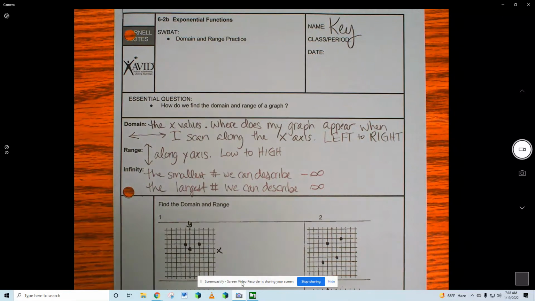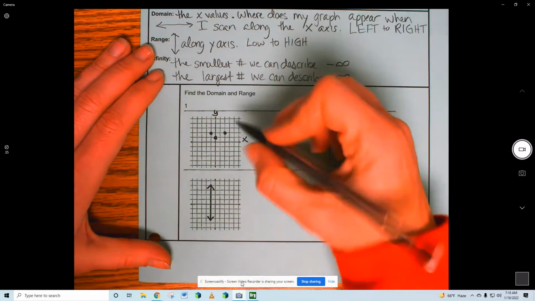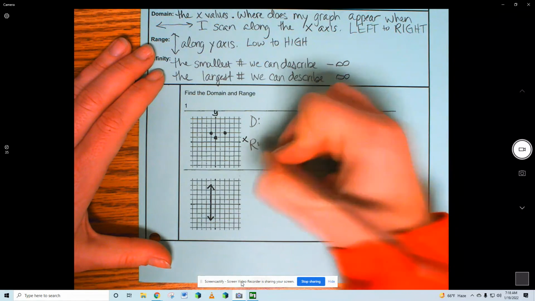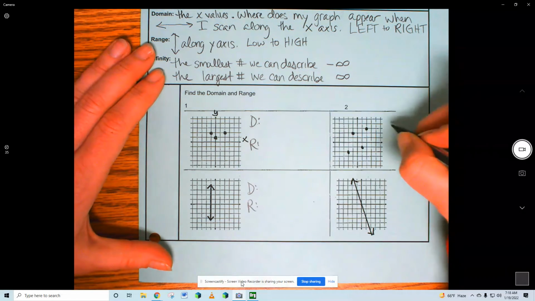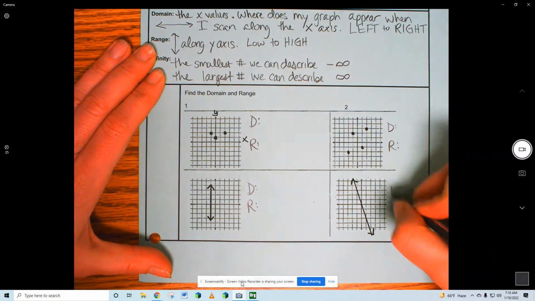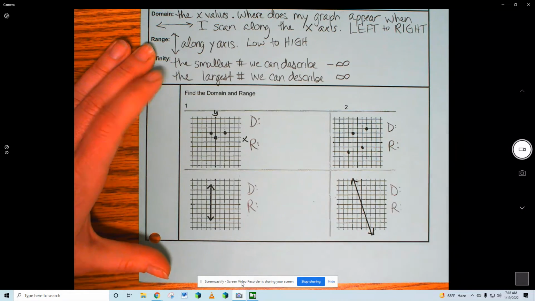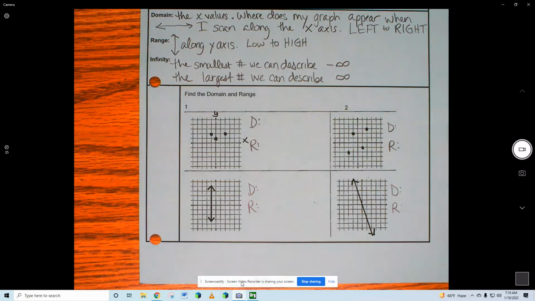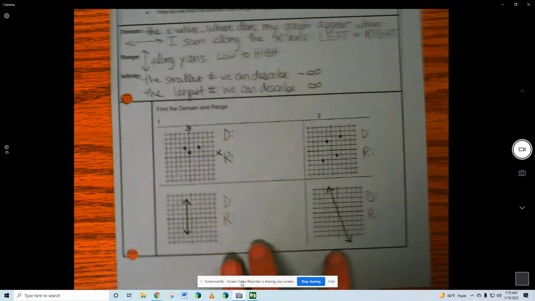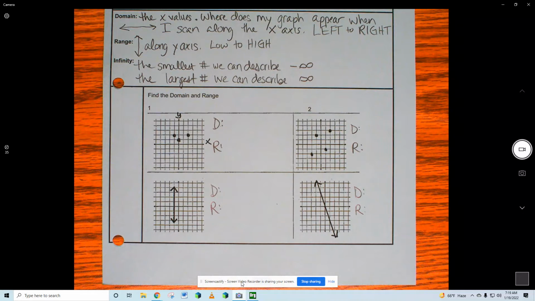So, find the domain and range. All right, we need to do domain and range for each of these. So, domain. I'm scanning from left to right. So, this is along the x-axis. This is like -5, right? So where does this first dot hit?